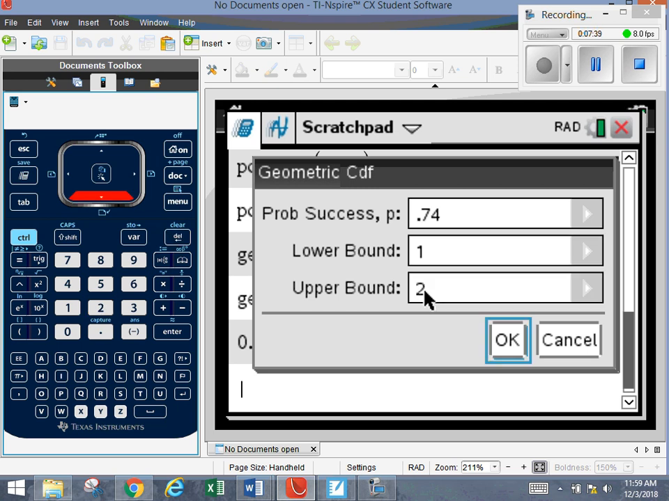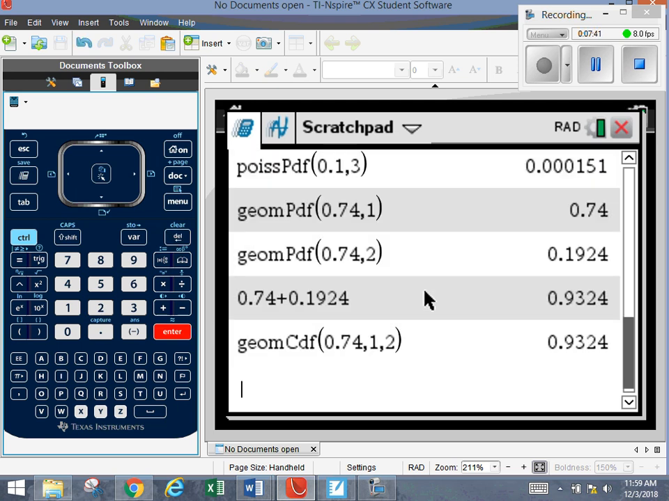Upper bound 2. And we got the same thing as we got before, which is good. That is perfect. 1 and 2. And that's pretty much all you got to do for this geometric distribution.